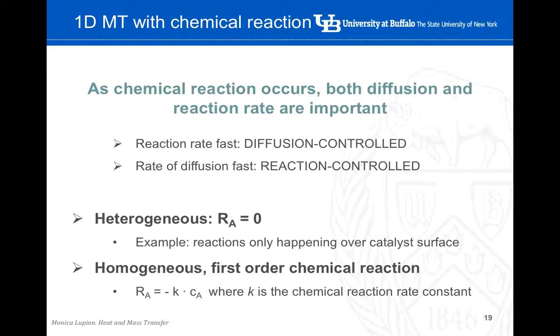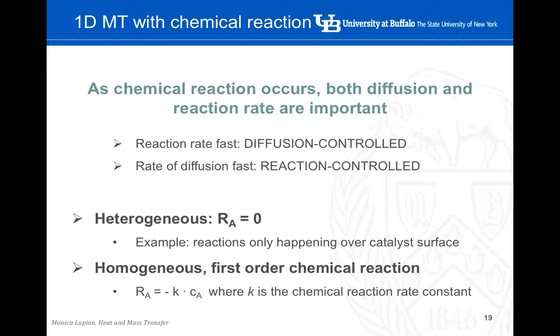In general, as chemical reaction occurs, both the diffusion and the reaction rate are important, and we distinguish two different cases. When the reaction rate is fast, we say that the process is controlled by diffusion. That will be the bottleneck of the problem. On the contrary, if the rate of diffusion is fast, in that case the bottleneck will be the chemical reaction, and we say that it's the process controlled by the reaction. Now, examples of the two cases that we're going to cover, the heterogeneous cases and the homogeneous cases.